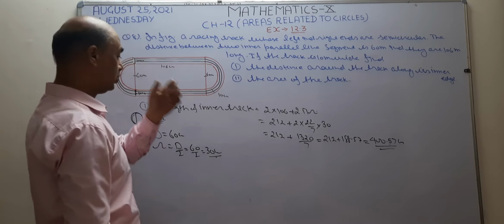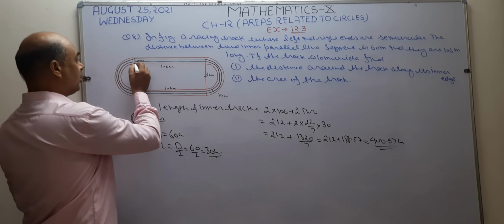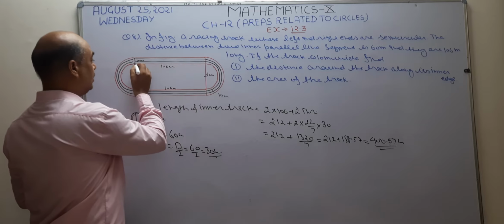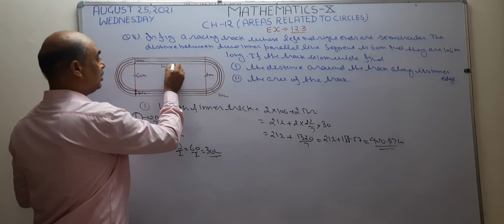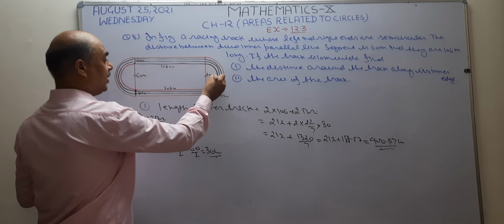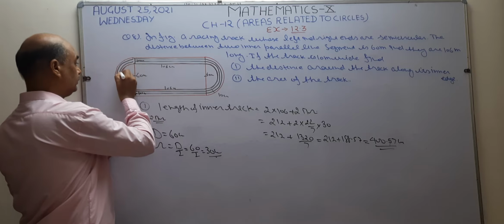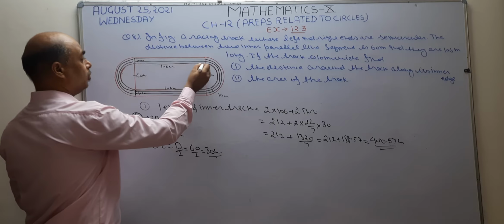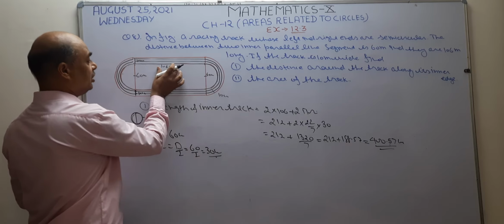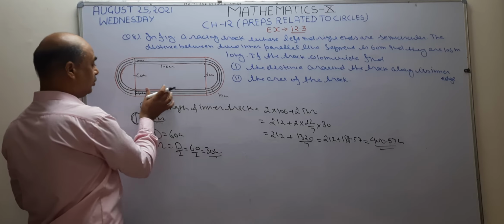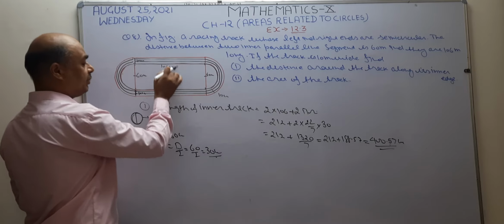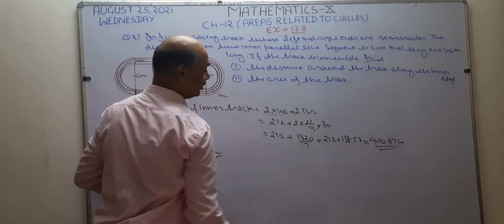Okay, I want to repeat this question. See, in this question we are going to find the length of this inner track. I want to find the length of this track. What is the length from this end to this end? 106. From this end to this end, the length of this track is 106. So I want to multiply it by 2. I write here 2 times the 106.